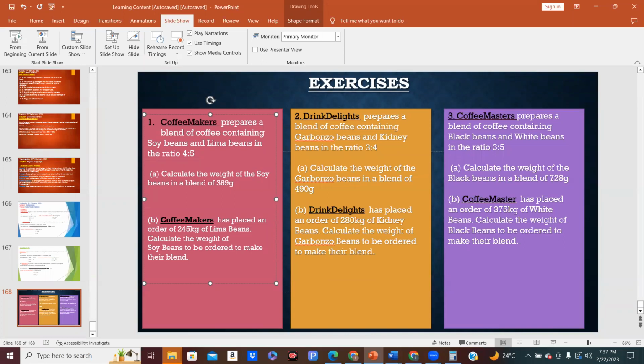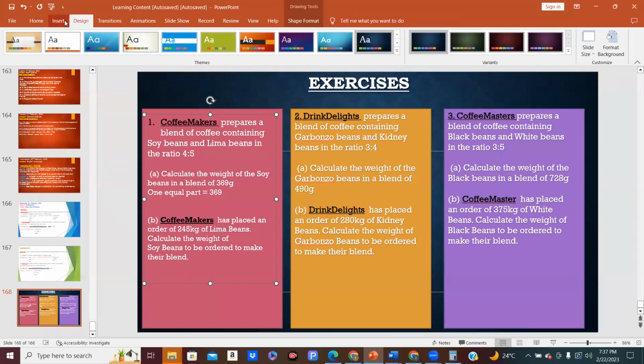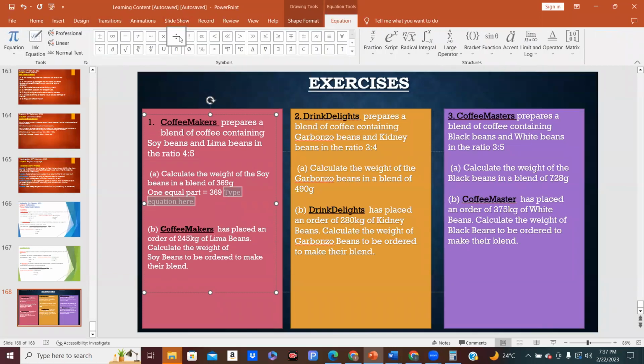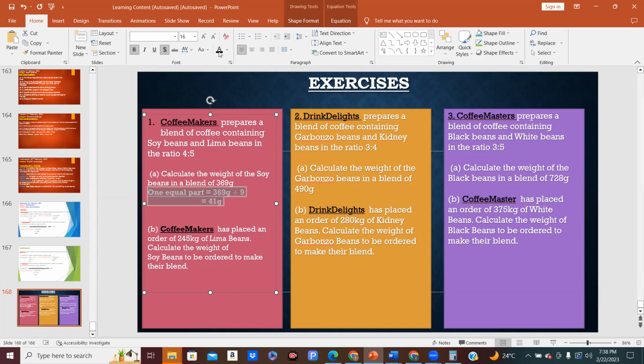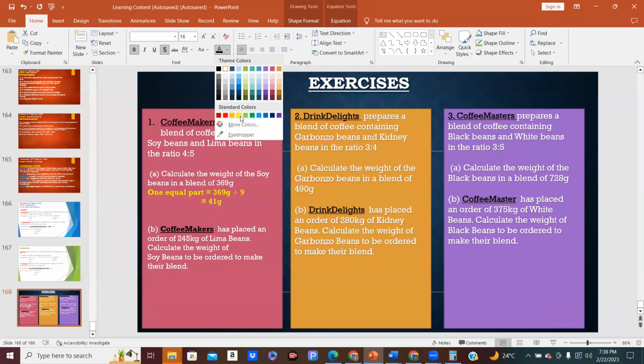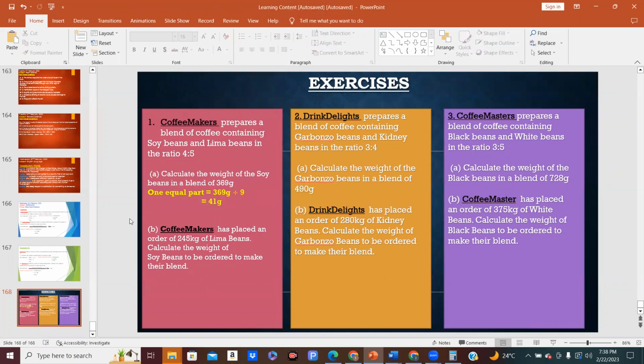Okay. So for number one, it says coffee makers. Yeah, we can skip over that part. The ratio is 4 to 5. So for A, you have to calculate the weight of the soybeans in a blend of 369 grams. To do that, you first have to find one equal part, which is 369 divided by 4 plus 5, which is 9. And I got 41 grams. Mr. Petit, is one of the answers supposed to have a remainder? No. No remainders. All right, so it's 41 grams for one equal part.